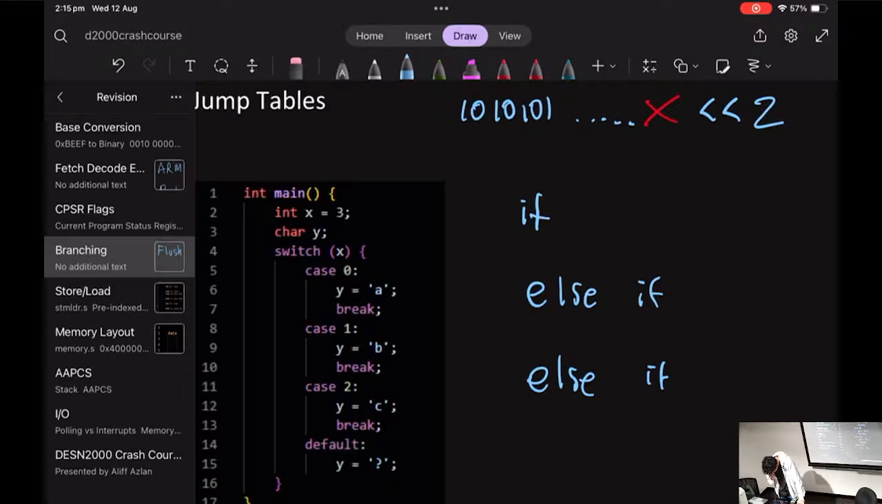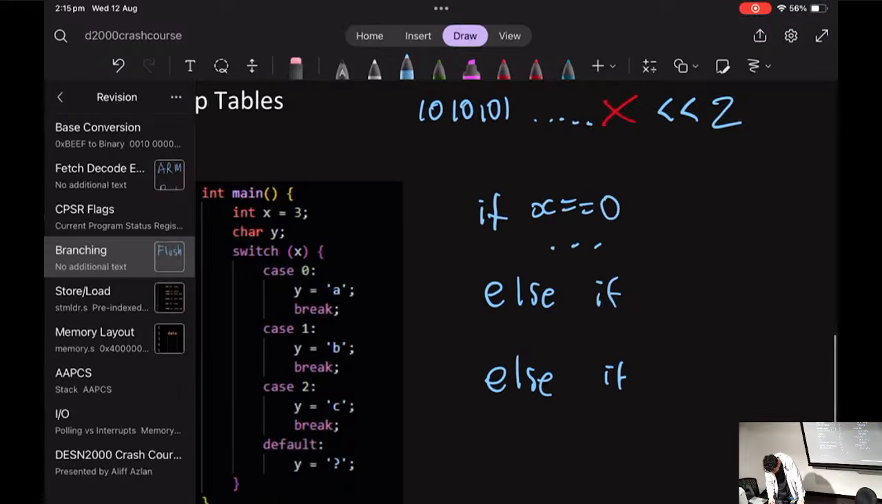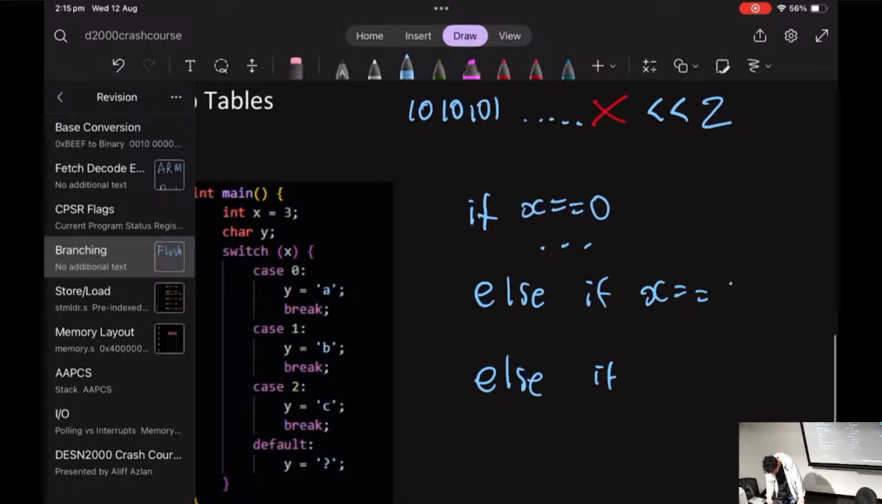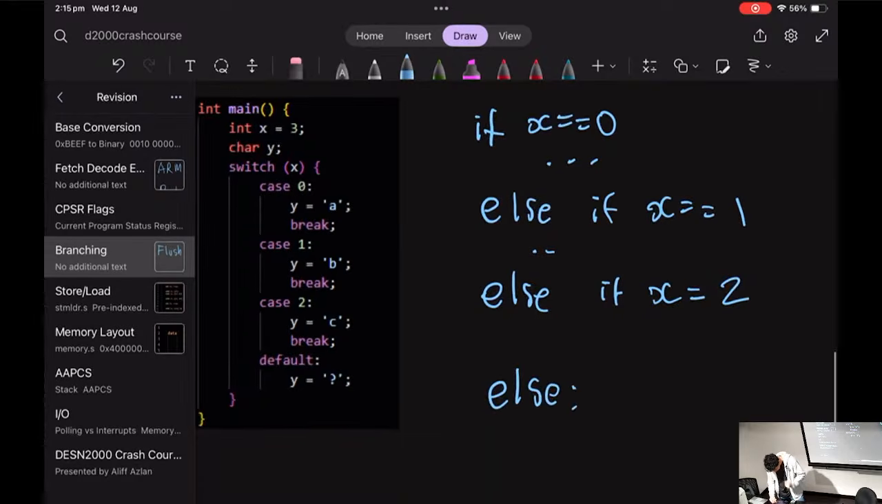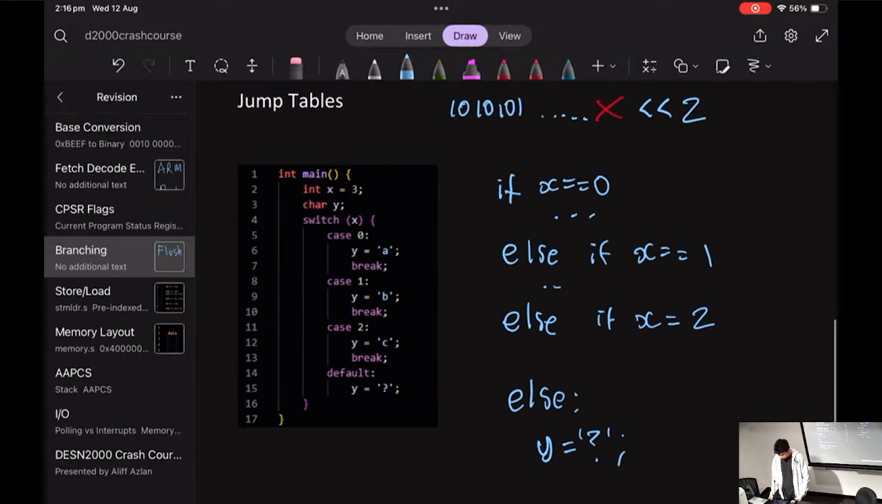So what this switch statement could translate to is, we first check whether this variable is equal to the case. It will look something like: if x is equal to 0, then do something; then if x is equal to 1, then do something; then if x is equal to 2, then do something. And then you have your final else, which runs whenever everything else fails. So in this case, default is that statement there, y is equal to question mark. That's what a switch statement looks like in C.